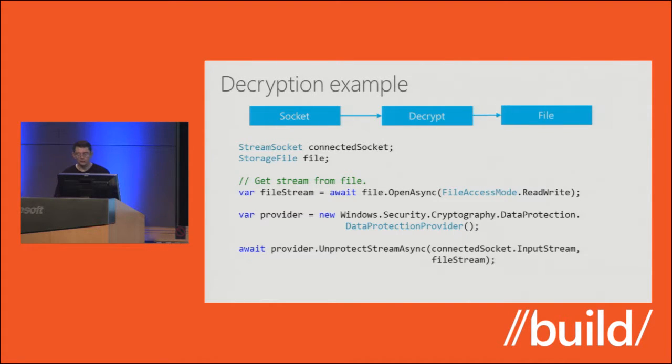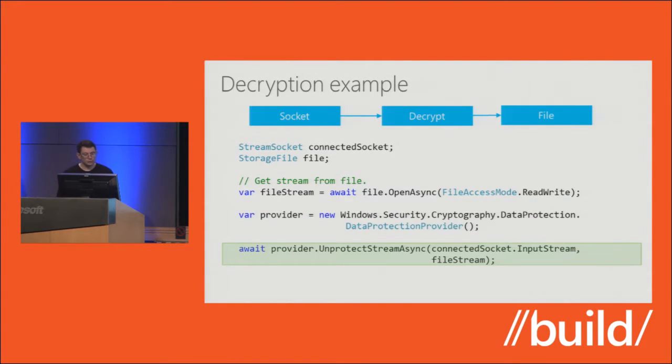Okay, here's a decryption example. Here I've got a socket going to a file through a decryptor. So we open up the file. Here we're creating a data protection provider. Now the data protection provider is a class that does both encryption and decryption. Since we're just using decryption, we're not passing anything into the constructor, because the decryptor will automatically sense what the decryption algorithm is needed. If this was an encryption example, we would have had to tell it what encryption algorithm to use.